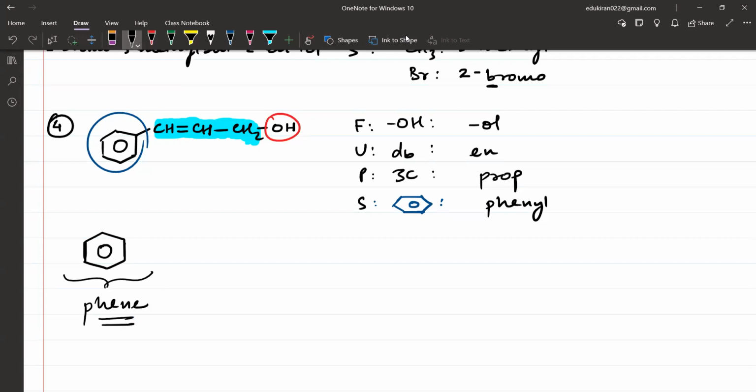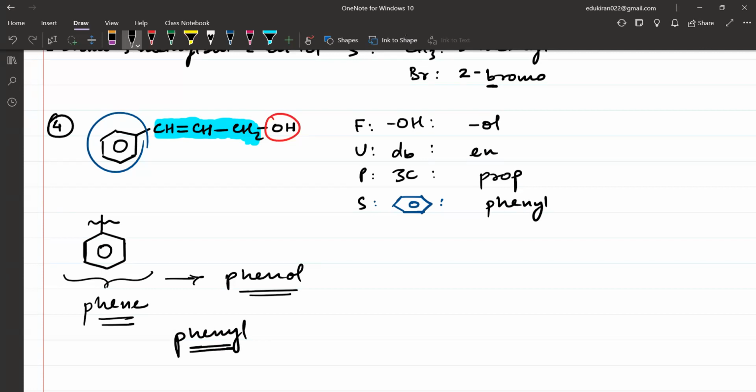Okay, the old name of benzene is what? Phen. And that is why if you add OH here, it becomes what? Phenol. And here we have a hydrogen, right? If you remove a hydrogen like this, it will become what? Phenyl.